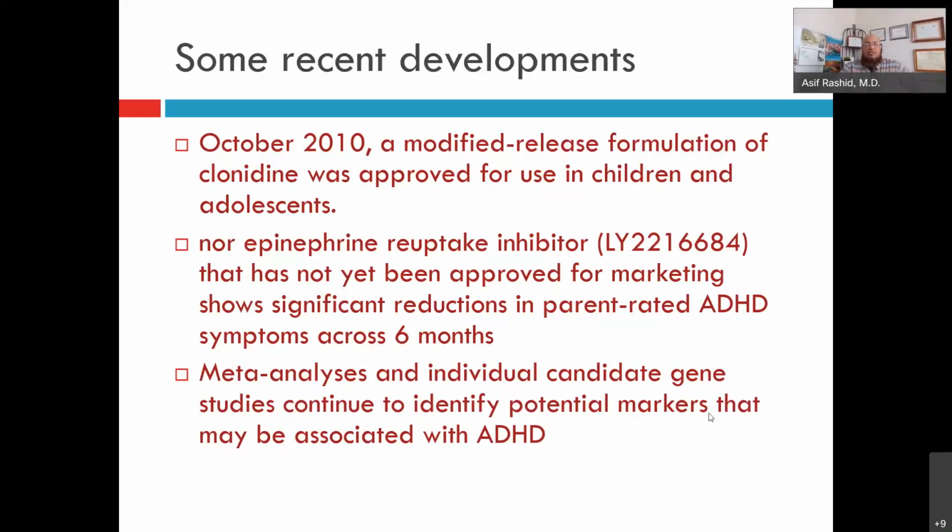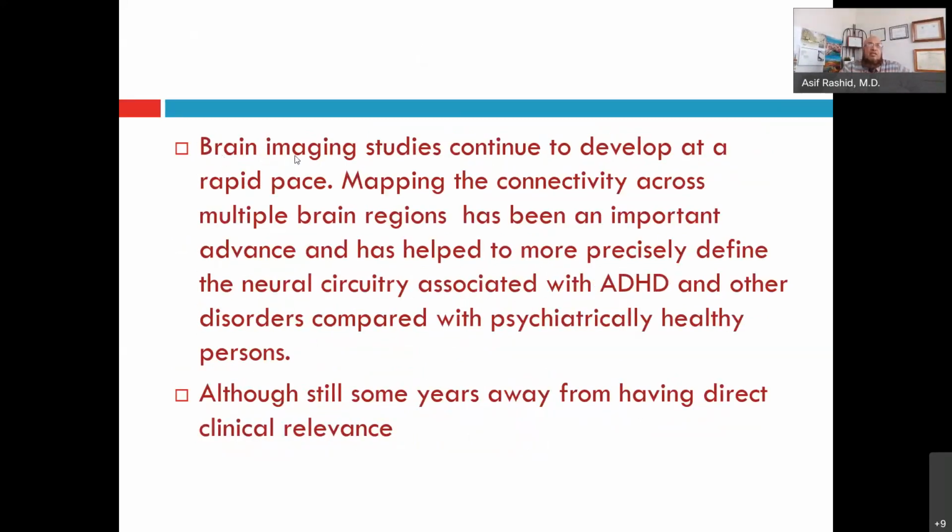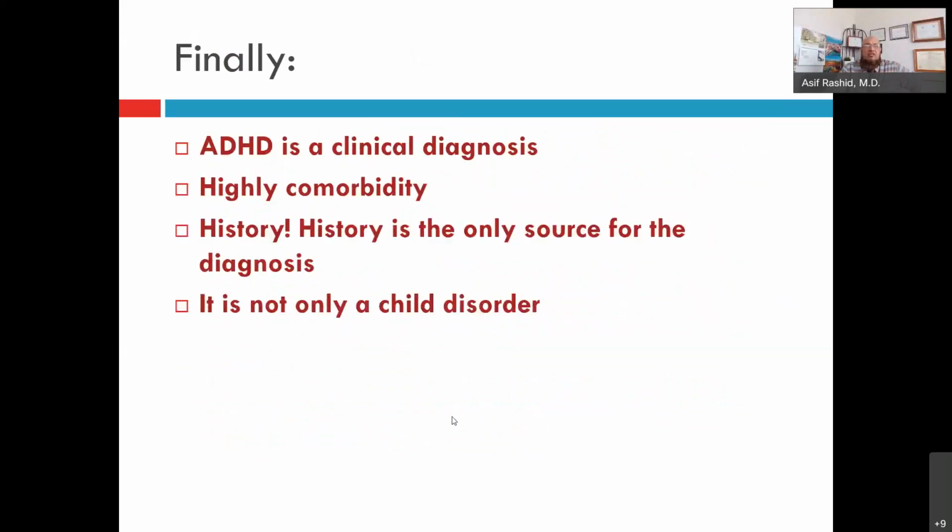So gene studies continue to identify potential markers that may be associated with that. There's a norepinephrine reuptake inhibitor that has come out in the market already. Brain imaging studies continue to develop at rapid pace. Direct clinical relevance. Okay, so take home.